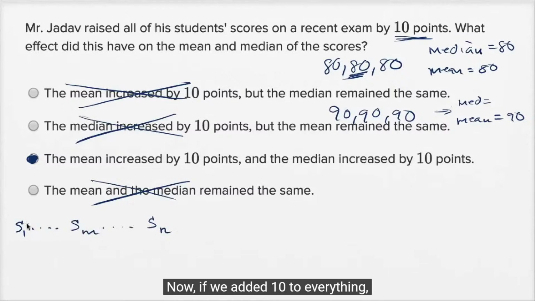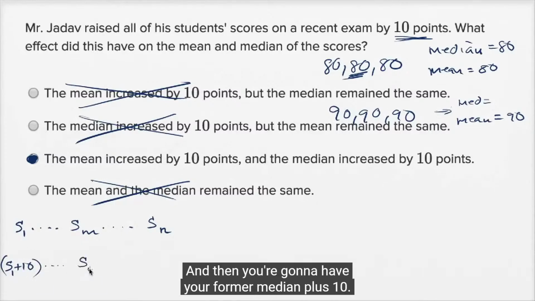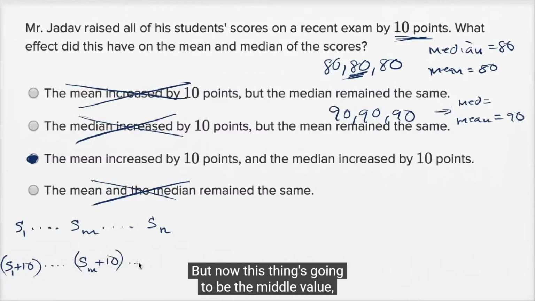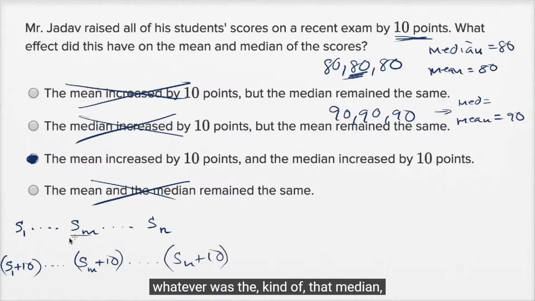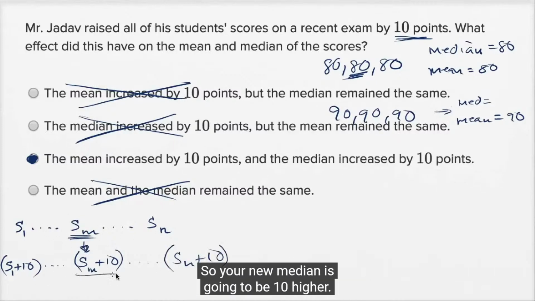Now, if we added 10 to everything, the order isn't going to change. So all of these n scores are just going to go up by 10. So this is going to be S1 plus 10, and then you're going to have S2 plus 10, and then you're going to have your former median plus 10. But now this thing's going to be the middle value, and then you're going to have your highest value. I'm assuming that I ordered these from lowest to highest, and then you're going to have your highest score plus 10. So if all the scores go up by 10, whatever was the median is still going to be in the middle, but now it's going to be 10 higher. So your new median is going to be 10 higher.